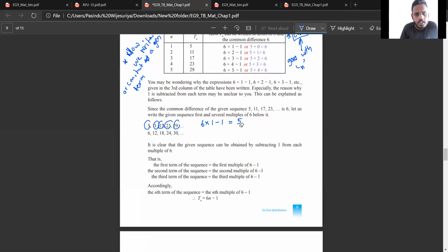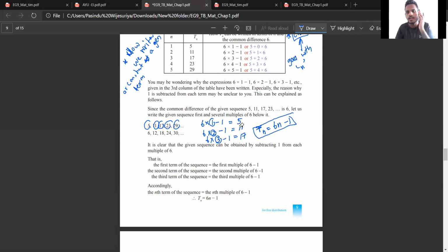How do you get 11 using the number 6? 6 into 2 is 12, minus 1 is 11. Finding 17 through 6: 6 into 3 is 18, minus 1 is 17. That is how the sequence is made. So for this type of equation, Tn equals 6n minus 1. Simple as that.